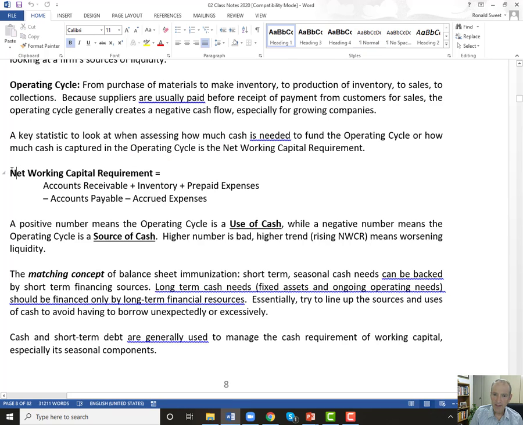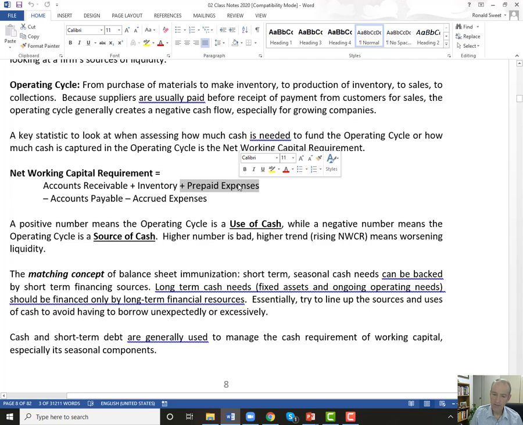What we mean by this is all those assets that are directly tied to the operating cycle. We want to look at them and see if that is a cash user or a cash source. So what are the working capital assets? Accounts receivable. We just saw that's directly related to the operating cycle. Inventory. That's directly related to the operating cycle.